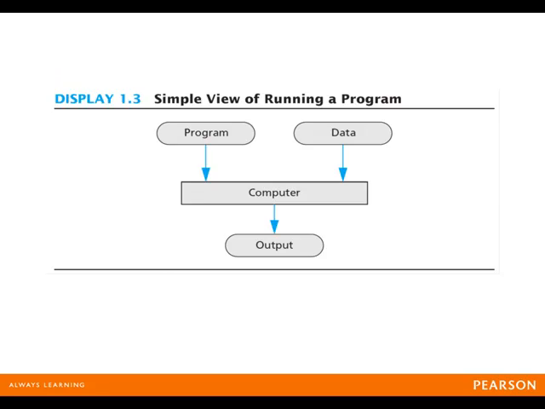So your program is going to be talking to the computer, and along with your program there is going to be some data coming in, and the computer is going to produce some kind of output. So every time we're talking about anything, it's going to be the input and the processing and the output. We call it IPO: input, processing, output.